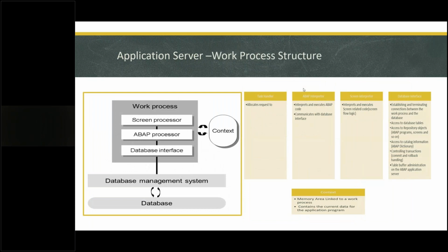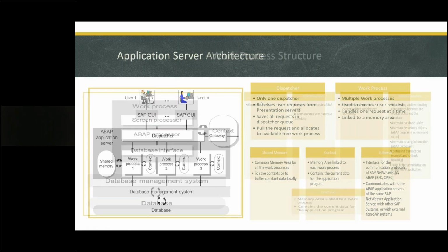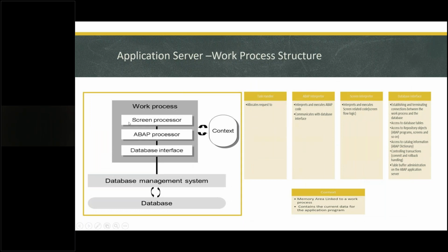Okay, now if you look at the details, we'll see the work process structure. Each work process has different components, like a screen processor, an ABAP processor, and a database interface. In the work process, all your ABAP program code will be loaded. The code will have screen-relevant code, ABAP executable code, and database code, like SQL statements.